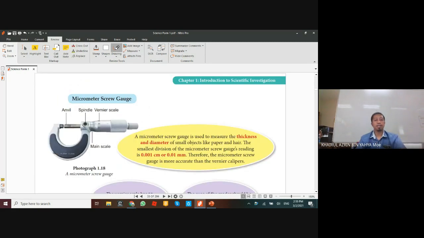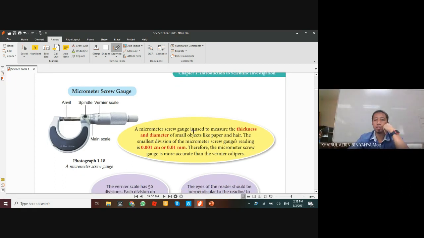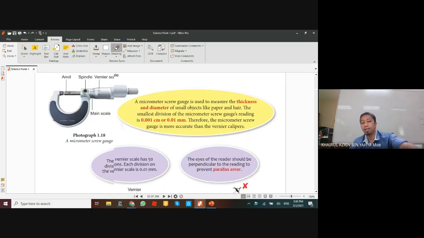Okay, next, this is the micrometer screw gauge. This part we call the anvil. This is the spindle, this is the vernier scale, and this one is the main scale. A micrometer screw gauge is used to measure the thickness and diameter of small objects like paper and hair. The smallest division of the micrometer screw gauge reading is 0.001 centimeter or 0.01 millimeter. Therefore, the micrometer screw gauge is more accurate than the vernier calipers.